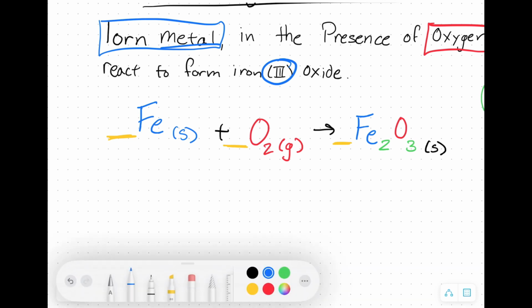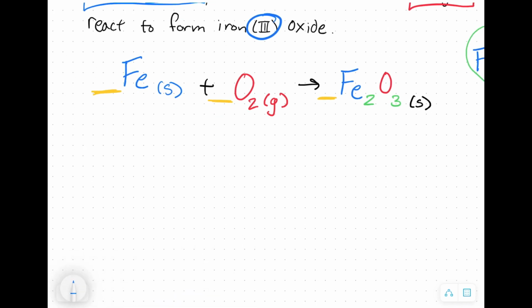So we're going to go ahead and check that. I'm going to set up my little table. I have Fe, O. There's 1 iron on my reactant side, 2 oxygens on the reactant side. And then on the product side, well, I have 3 oxygens and I have 2 irons.